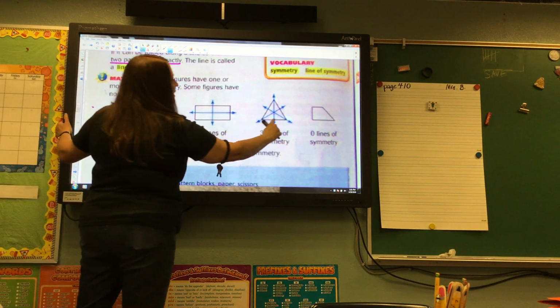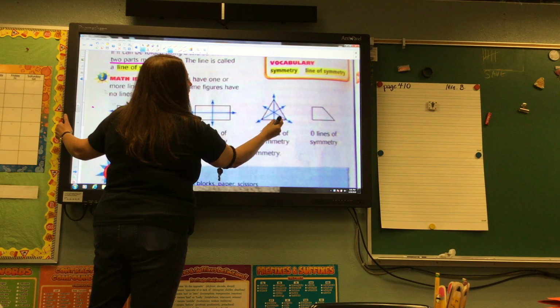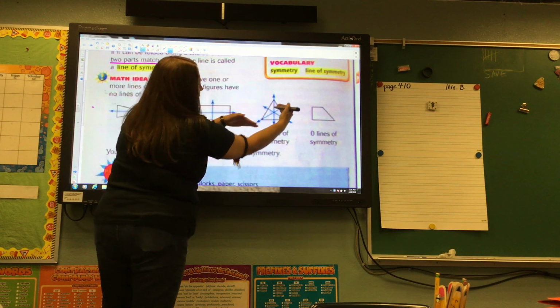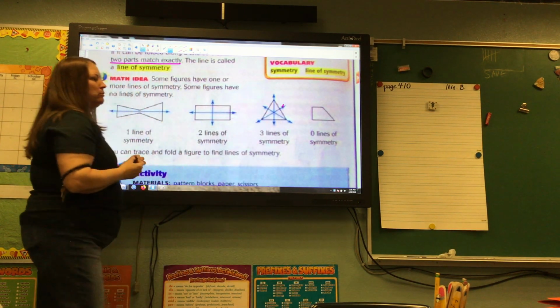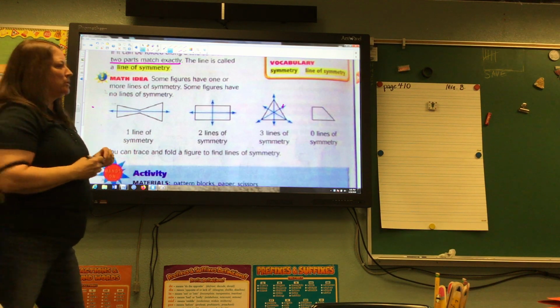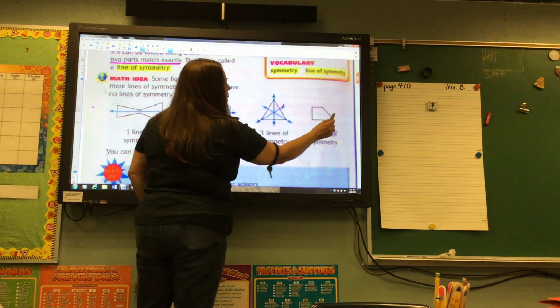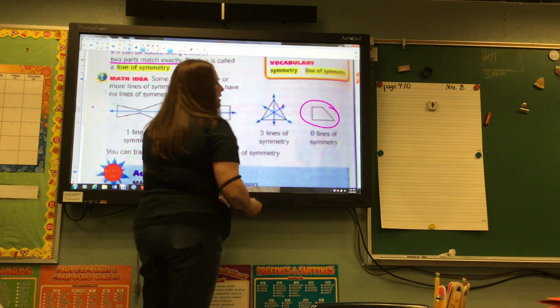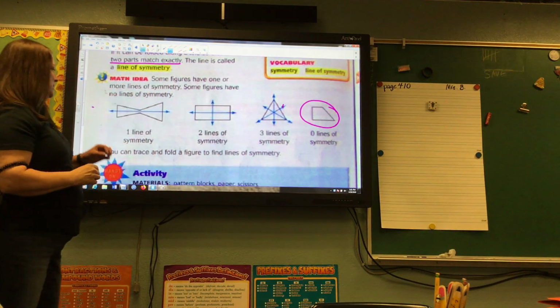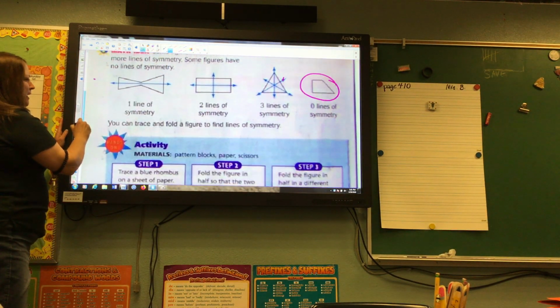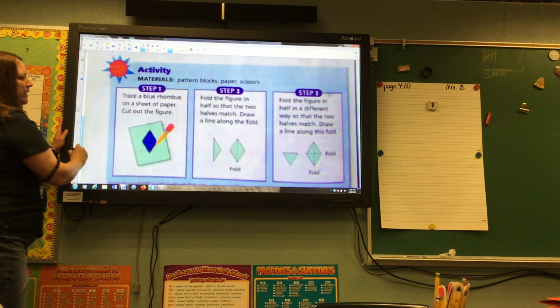Look at this one. We have an equilateral triangle. I could fold it in half there, this way. I could fold it this way. An equilateral triangle has several lines of symmetry, but look at this one. There's no way to fold this guy in half that both sides would be the same, so that one has 0 lines of symmetry.